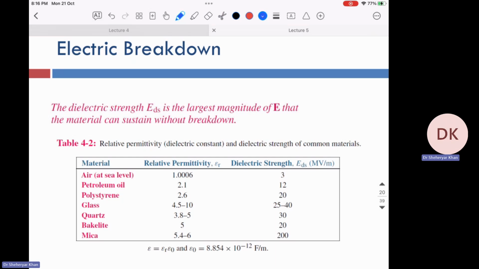Now you see that mica can stand a relative permittivity of 5 point something, and the strength is 200 megavolts. Glass is 25 to 40, then bakelite, quartz, and the other materials. That's the reason we use most of the insulators based on mica.